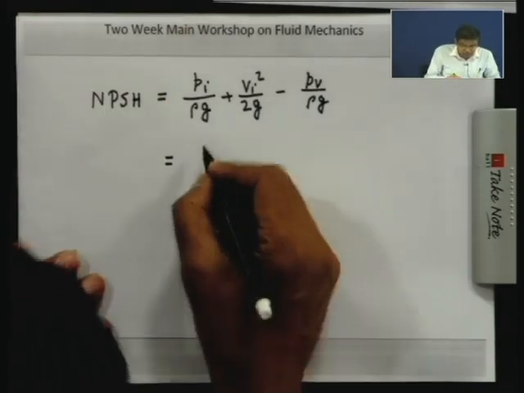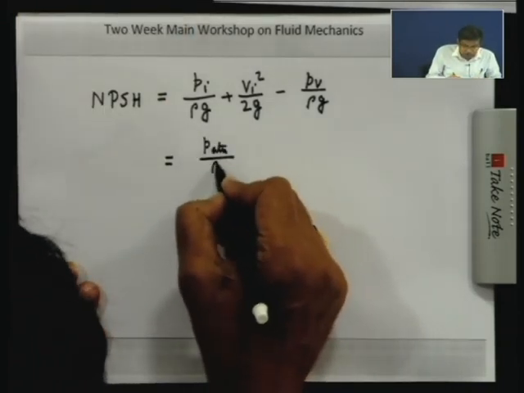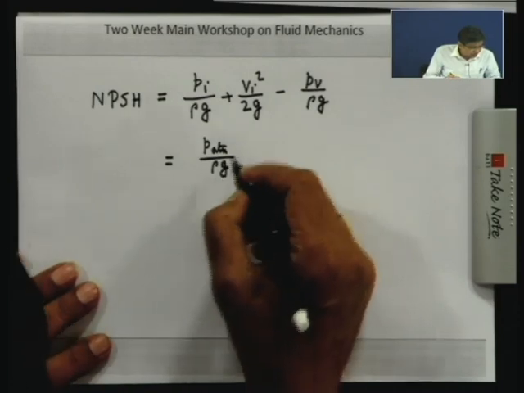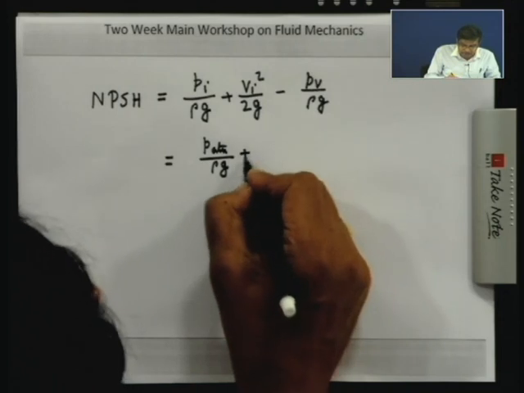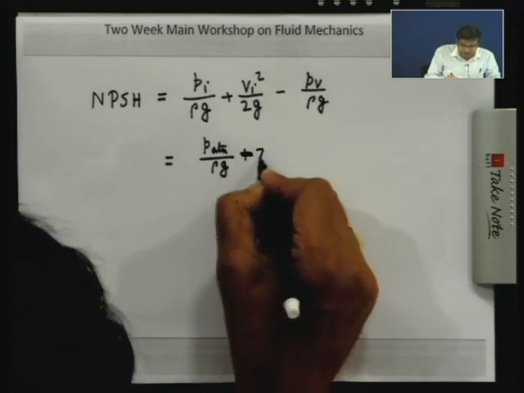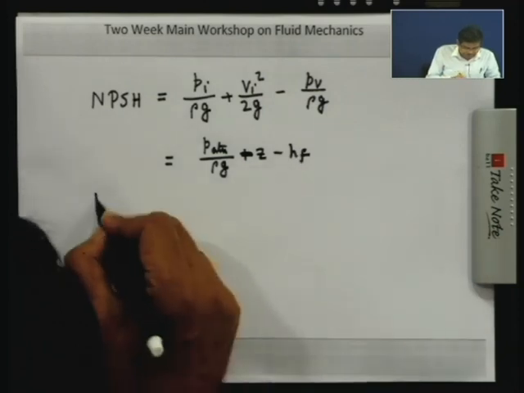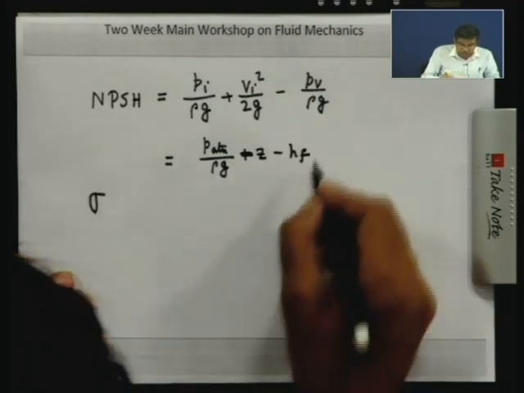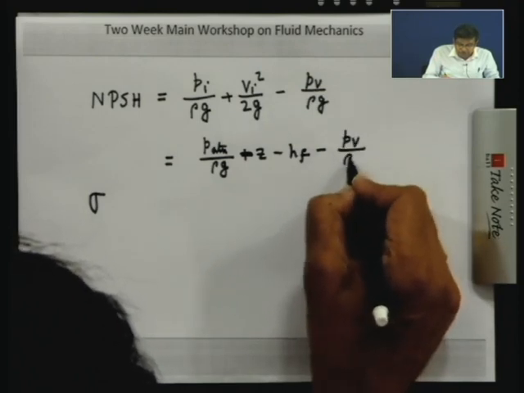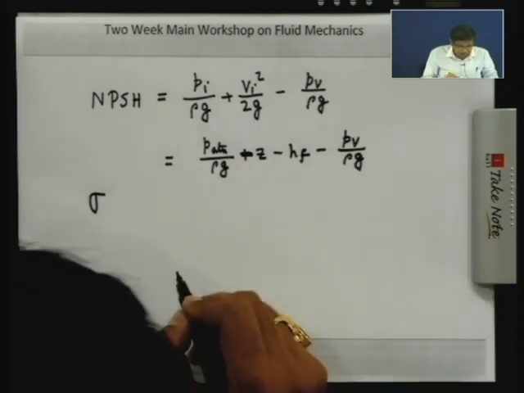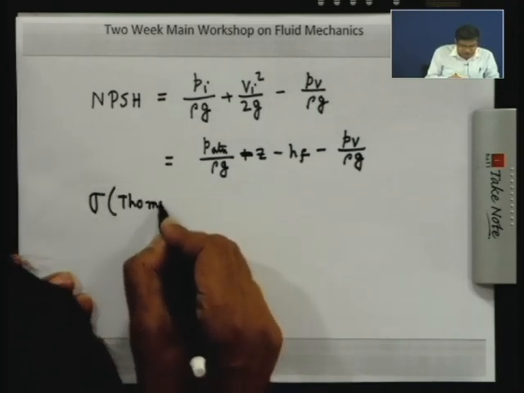So therefore this will be P atmospheric by rho g minus Z minus HF, minus PV by rho g. And similarly a parameter, the Thoma cavitation parameter, is defined.